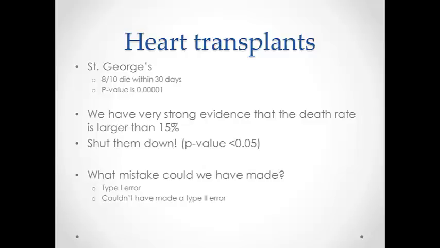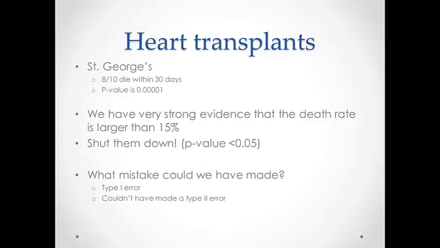Now, at St. George's Hospital, 8 of the last 10 people have died within 30 days of their heart transplant. We saw earlier that the p-value against the null hypothesis of 0.15 as the true long-run probability of death, which is the national average, is extremely small. We have very strong evidence that the death rate is larger than 15%. If we're going to draw a conclusion, the conclusion here is probably shut them down. That p-value is less than 0.05.